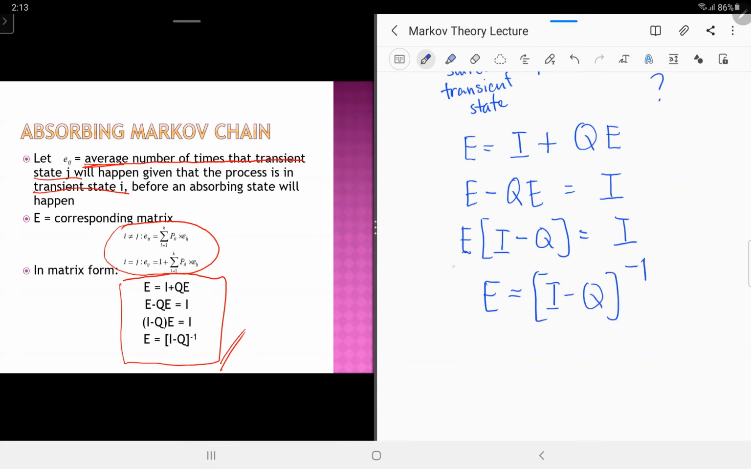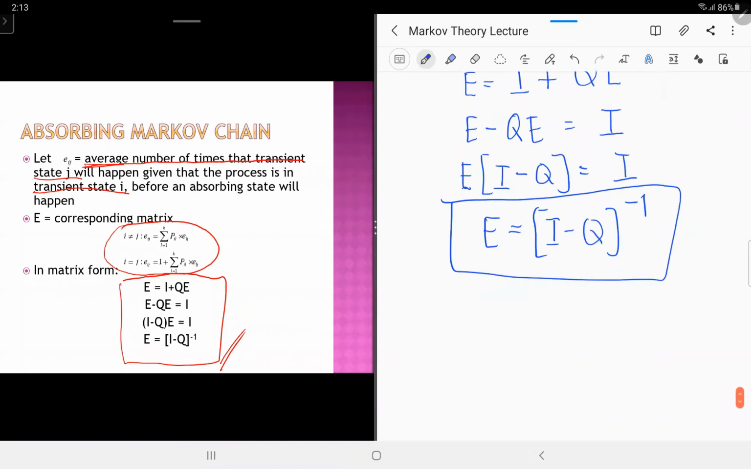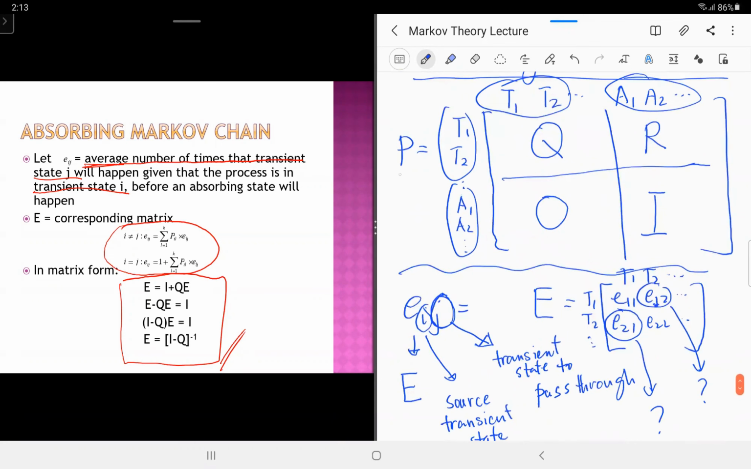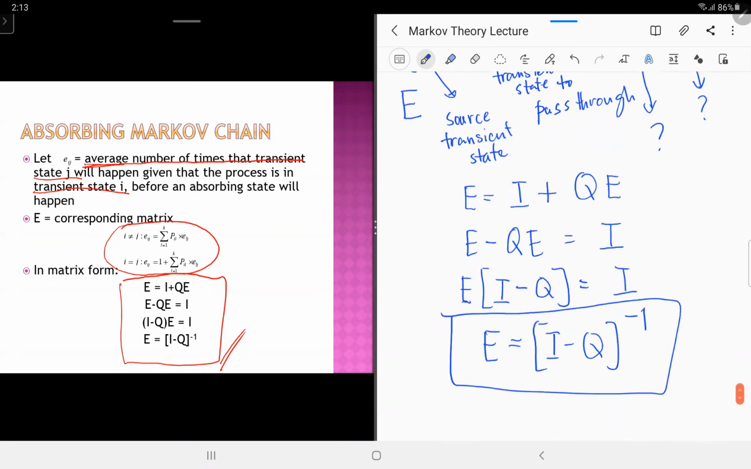So for you to be able to solve for the matrix E, you need the original transition matrix. You need this and you need this. You subtract these two and get the inverse to get matrix E. And when you get matrix E, you get all the elements, no? All the movements from one transient state to another transient state. And you're now able to count the number of times that transient state J would be passed through before getting absorbed.